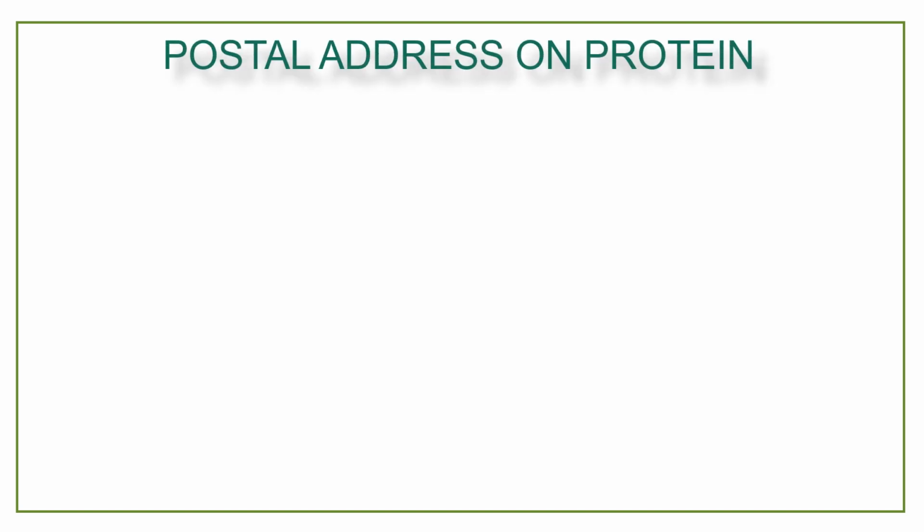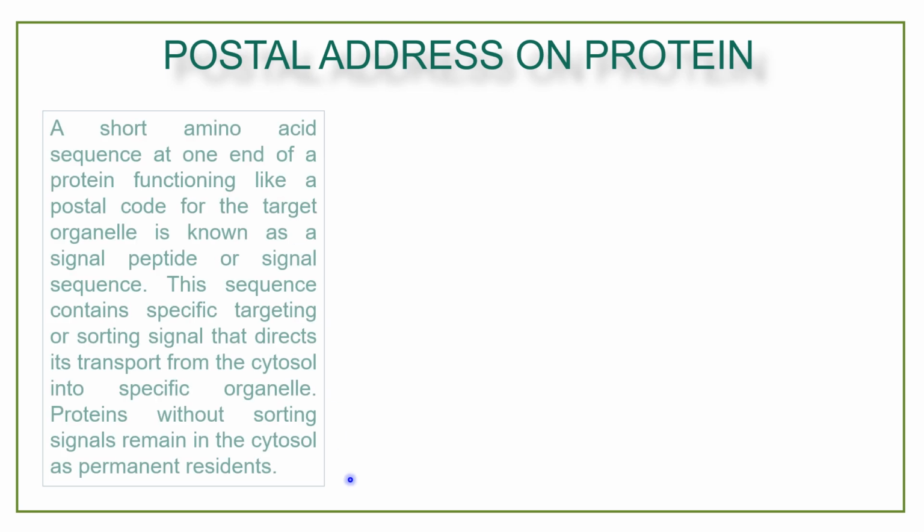Signal sequences act as postal addresses on the protein that help them in reaching their target destination. It is a short amino acid sequence known as signal peptide or signal sequence. It contains specific targeting or sorting signals that direct their transport from the cytosol to specific organelles of the cell. Proteins that do not contain sorting signals remain as permanent residents in the cytosol.